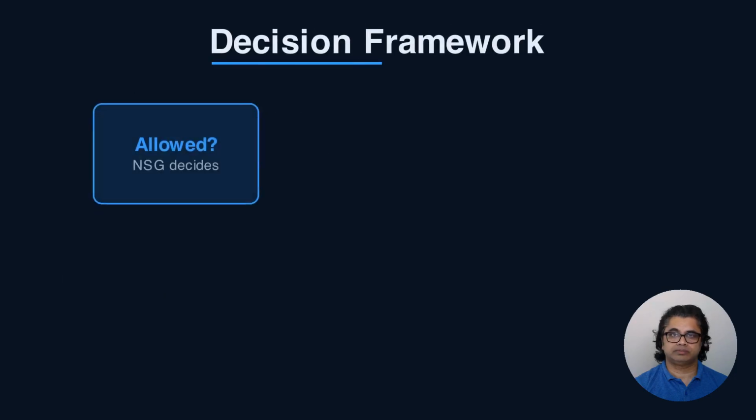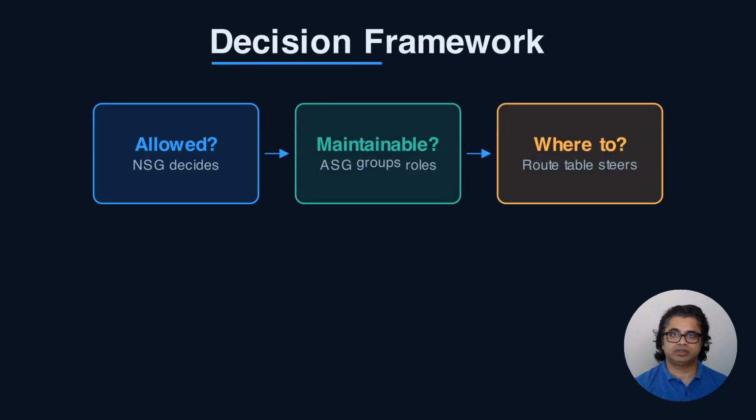So here's the framework. Ask what question you're answering. If it's should this traffic be allowed, that's a network security group attached at the subnet by default. If it's how do I keep those allow rules maintainable as I scale, reach for application security groups and write rules against roles instead of addresses. If it's where should this traffic flow, especially routing through a firewall or appliance or back on premises, that's a route table with user-defined routes. Most production designs use all three together, not one instead of another. Start with subnet NSGs and ASGs for filtering, then add UDRs only when you need to steer traffic through inspection.